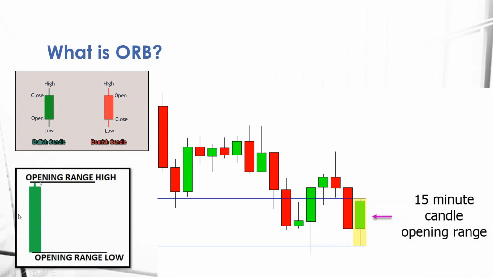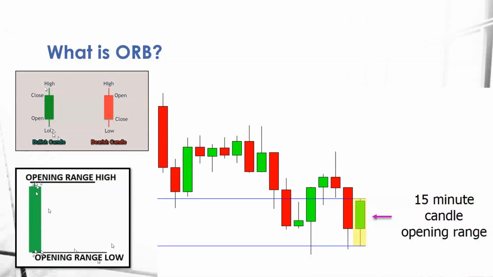What is an ORB? If you take this particular candle as the opening range, above the wick will be the high, and below this wick will be the low. You should not draw your opening range in the open and close area. You have to draw in the high and low area. This is the high, this is the low, so you have to draw above this wick and below this wick. This is how you draw the ORB.